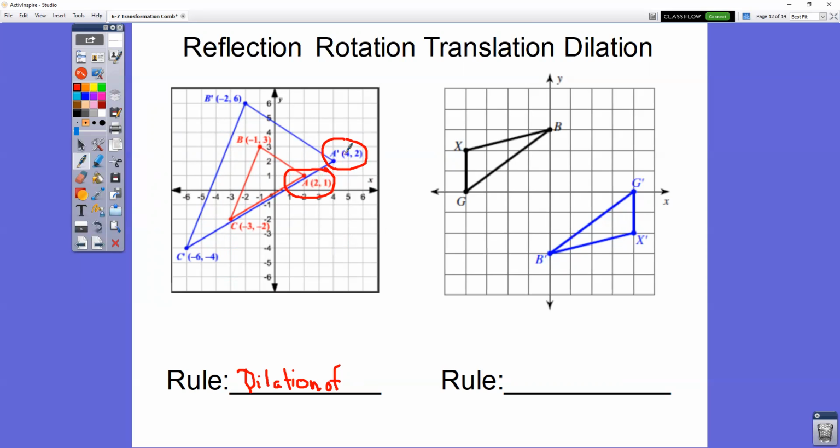How do you get from 2 to 4? You multiply by 2. How do you get from 1 to 2? You multiply by 2. So this is a dilation of 2.